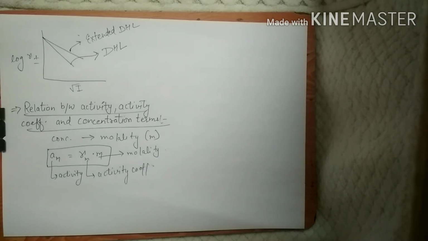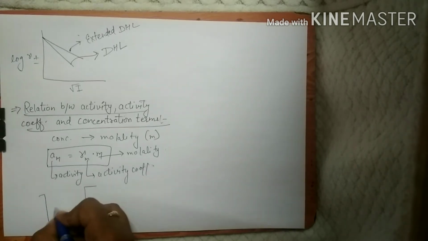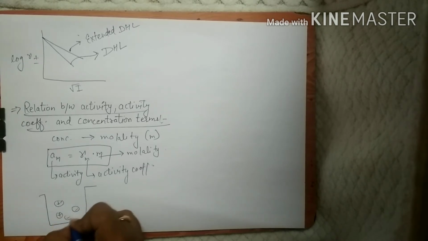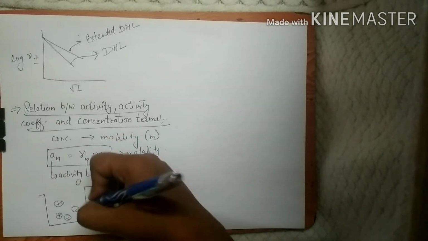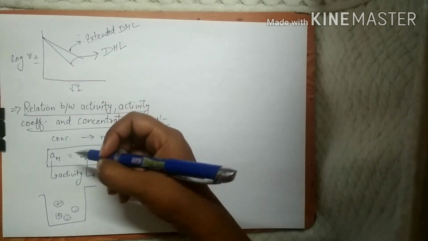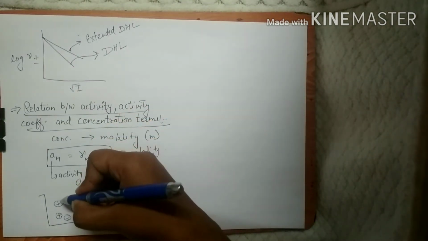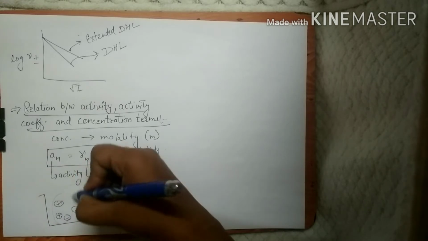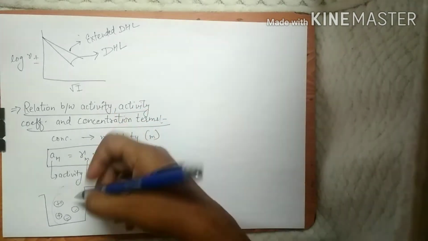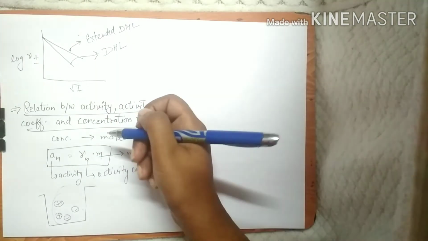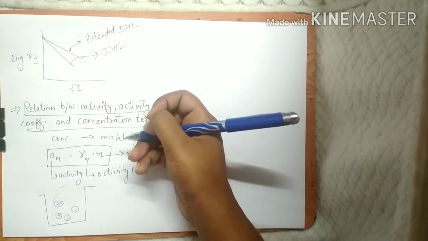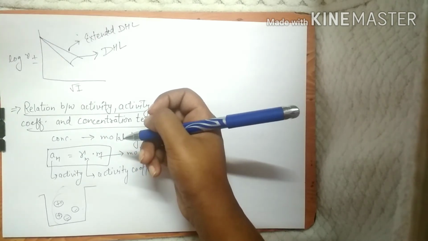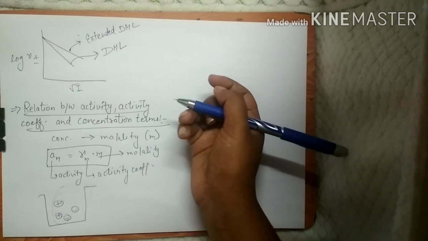So if we take a solution having cations and anions in it, it is not possible for us to separately measure the activity of cations and anions. We cannot measure the amount of activity provided by these cations and the amount of activity provided by these anions separately, because it is not possible to have ions exclusively of one charge in a solution.